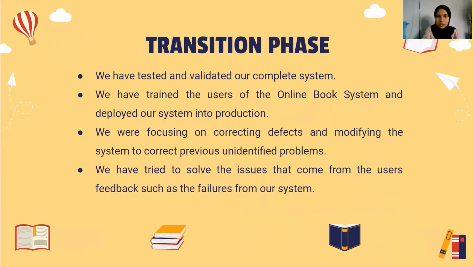And lastly, for the transition phase, we have tested and validated our complete system. We have trained the users of the online book system and deployed our system into production. And in this phase, we were focusing on correcting defects and modifying the system to correct the previous unidentified problems. And lastly, we have tried to solve the issues that come from the users' feedback, such as the failures from our system, or if they want us to improve the system itself.